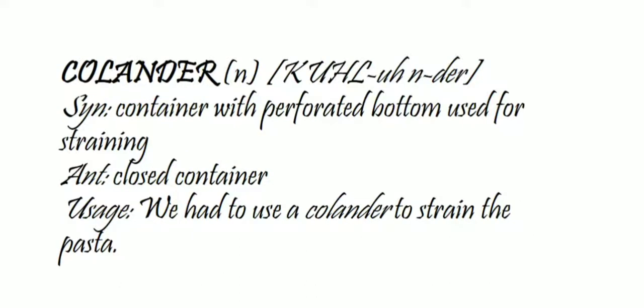Colander is a noun which means a container with a perforated bottom used for straining. Perforate means having holes in the bottom, so that you can use it for foods. The opposite of it is a closed container. We had to use a colander to strain the pasta, right?